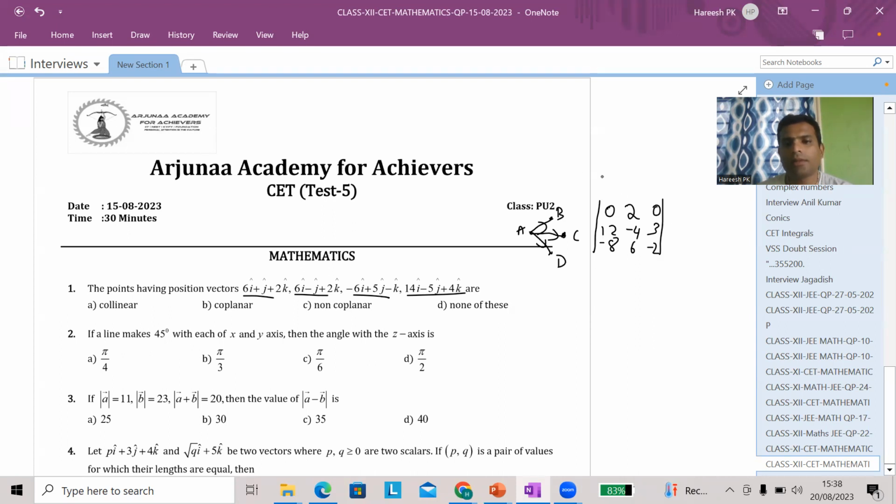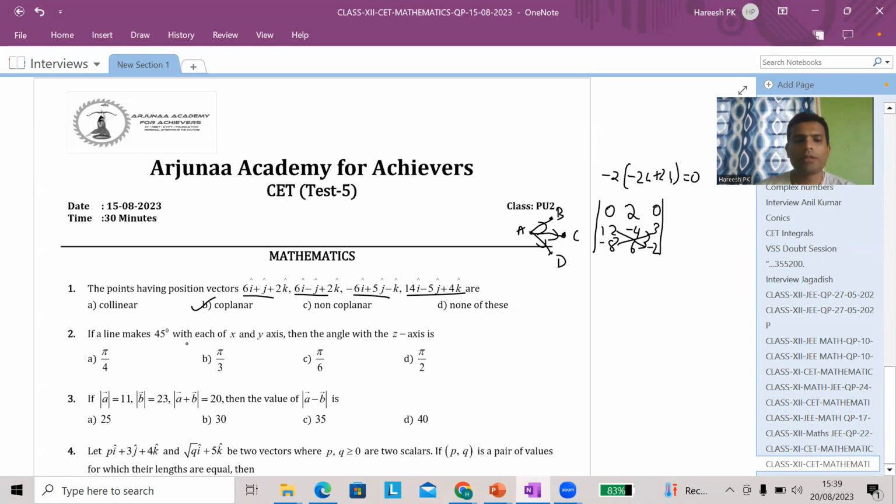So now, how to calculate the determinant? The determinant is simply minus 2 into this into this minus this into this. So you'll see it's like minus 24 plus 24. So since the determinant is 0, it is coplanar, straightforward.